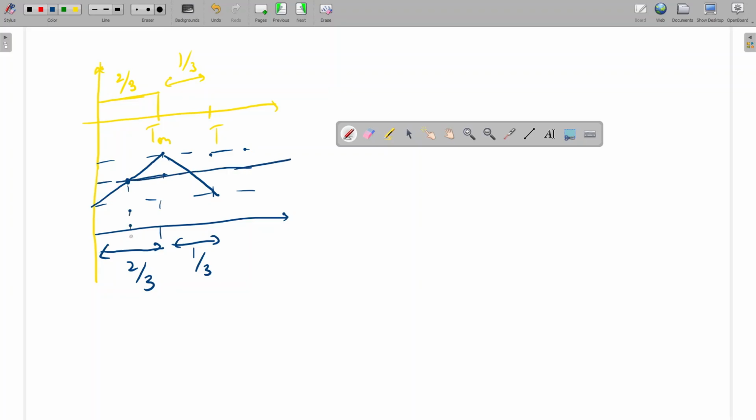If I draw this middle line, the average current, where will it come? This will be half. So half of 2 by 3 is 1 by 3. From here to here it will be 1 by 3, and here to here it will be 1 by 3. If 1 by 3 is divided by 2, how much will it be? It will be 1 by 6. Here also it will be 1 by 6. Okay, this I have written.